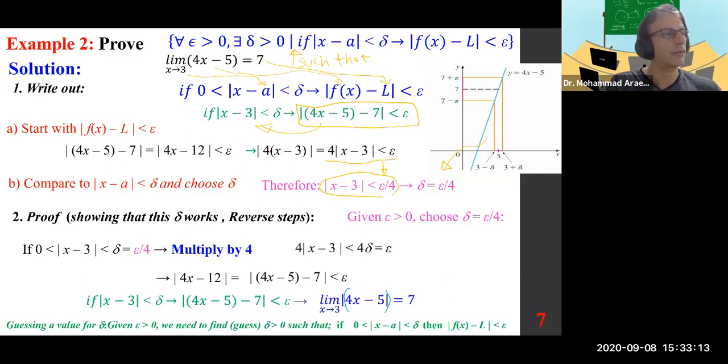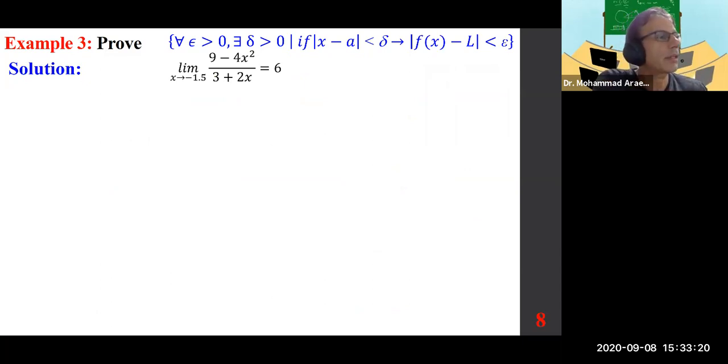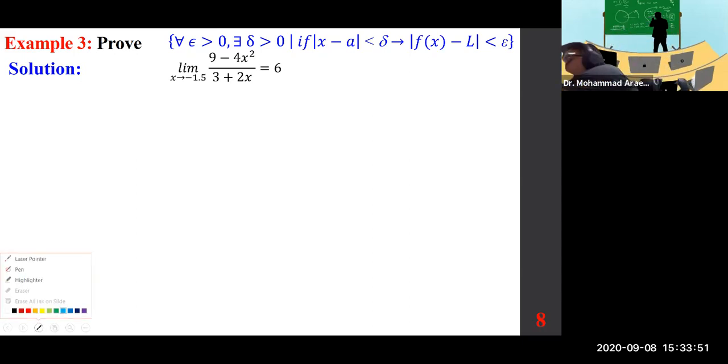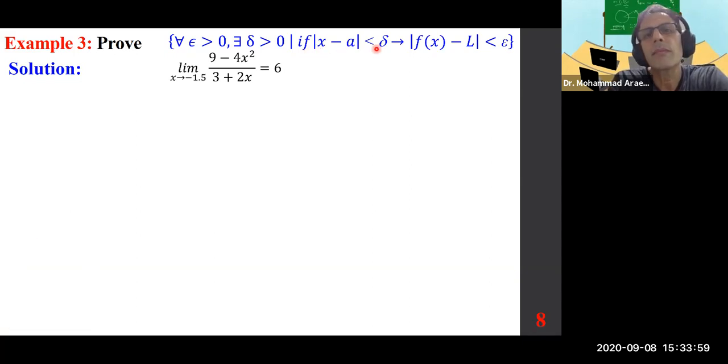Here's the next question we're going to look at, everybody. I'm choosing something that is a little bit more involved. And again, remember the process: find the relationship between delta and epsilon. Number one, your f of x is 9 minus 4x squared over 3 plus 2x. Number two, x is approaching a, which is negative 1.5. So let us write this, where a is negative 1.5, and here's your f of x.